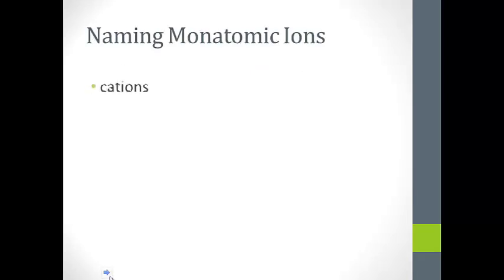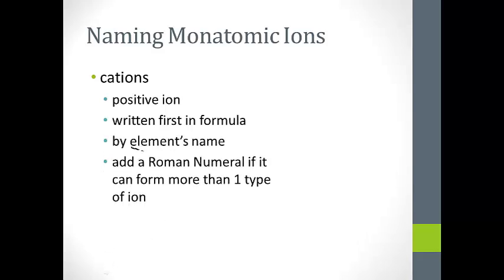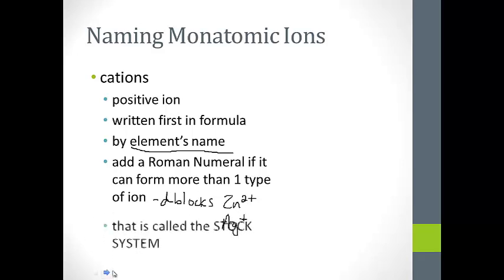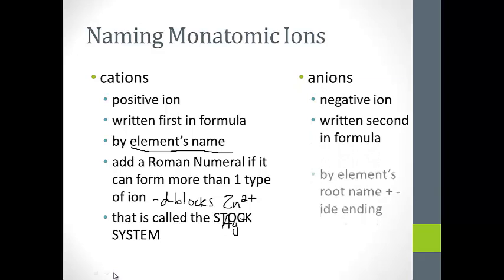Alright. Now, for naming ions, the cation always goes first. It's the element's name. We do add a Roman numeral if it can form more than one type of ion, and those are mostly D blocks, with the exception of zinc, which is always a 2 plus, and silver, which is always a 1 plus. The rest of the D blocks will need Roman numerals, I think, for the purposes of our class. It's what's called the stock system. There is another more traditional system out there. We're not going to learn that.